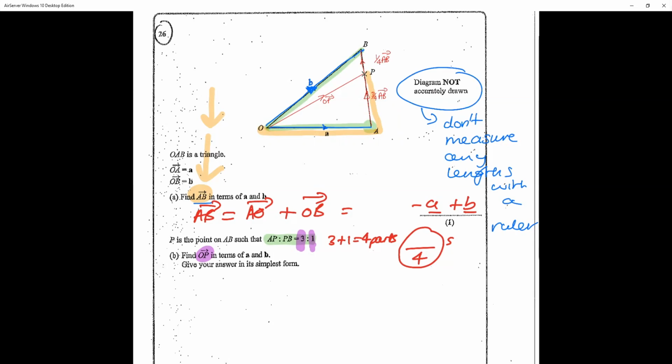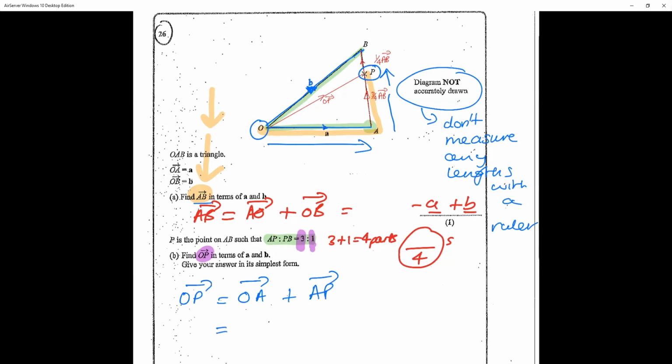So I want you to give me the path, please. O to P. So I'm going to start here and finish here. I'm going to go this way. What's that called? O to A. Then plus what? A to P. Plus A to P. Okay, lovely.